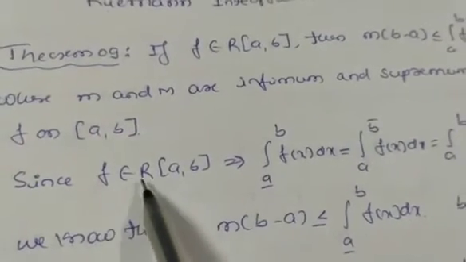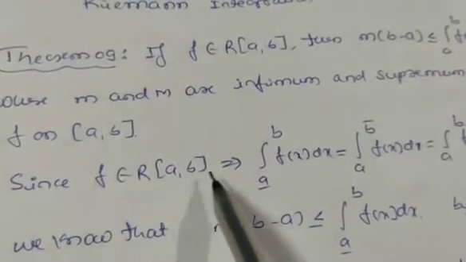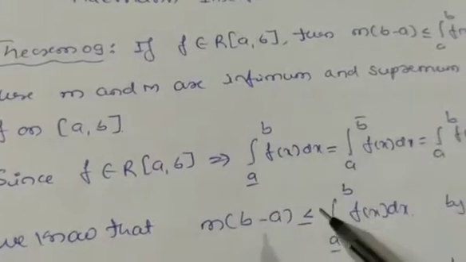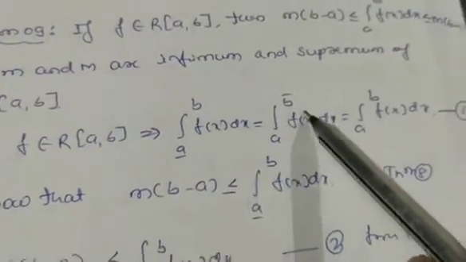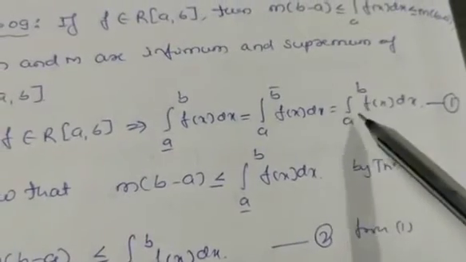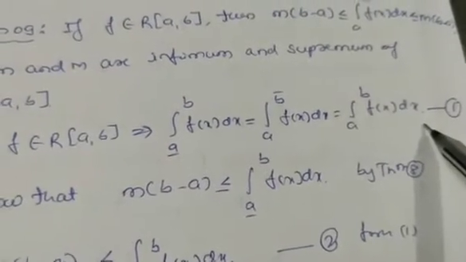Since f belongs to R[a, b], this implies, as we know, the lower Riemann integral is equal to the upper Riemann integral, and it is equal to the Riemann integral from a to b of f(x) dx. This we studied.